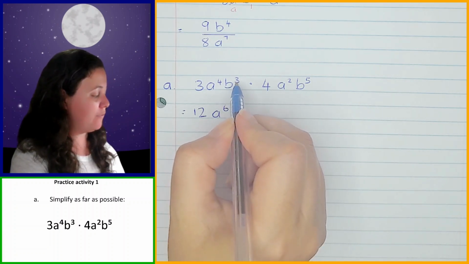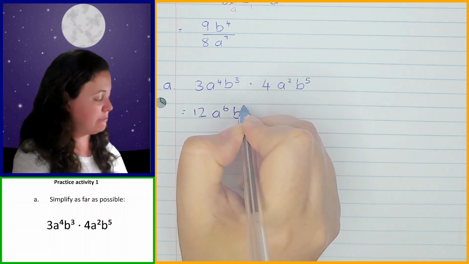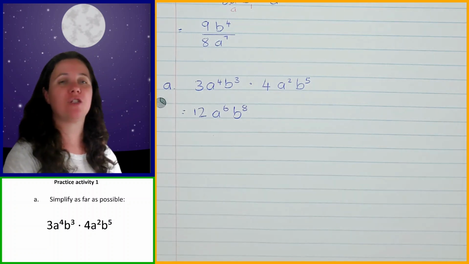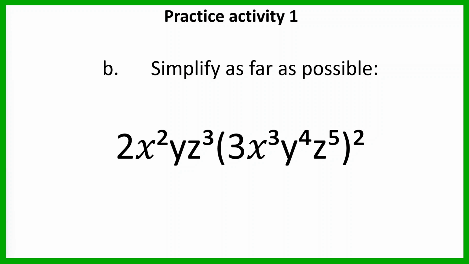And then my b to the power of 3 times b to the power of 5. The base stays the same, and I add the exponents. That gives me b to the power of 8. So that's what we should have got for question A. Right, now I'm going to give you the next one. In this question, you've got 2x squared y z cubed multiplied by, in brackets, 3x cubed y to the power of 4 z to the power of 5, all squared. And I'm going to give you 1 minute to do this question.